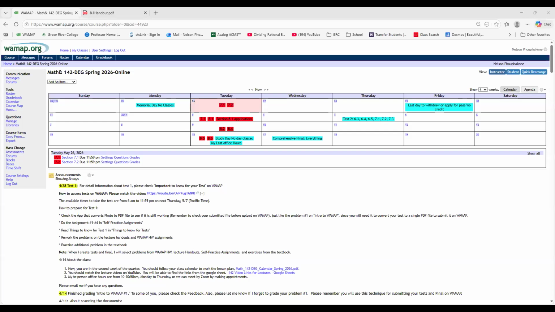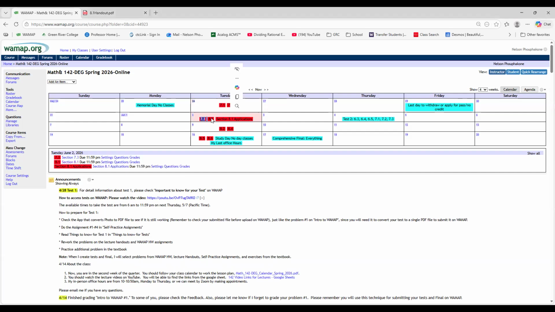So now when you work on the homework assignment, okay? Of course, make sure that you know that for section 8.1, you have two different homework assignments: 8.1 and also 8.1 applications. Okay, so you need to finish both of them.